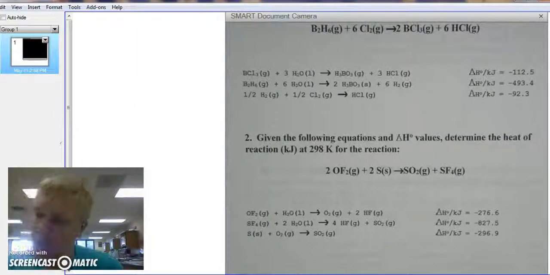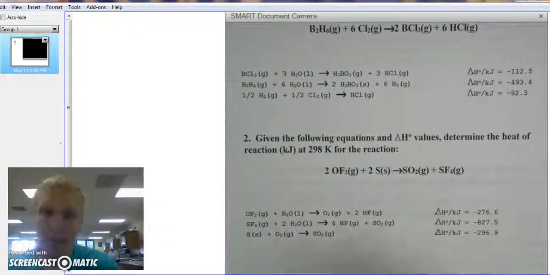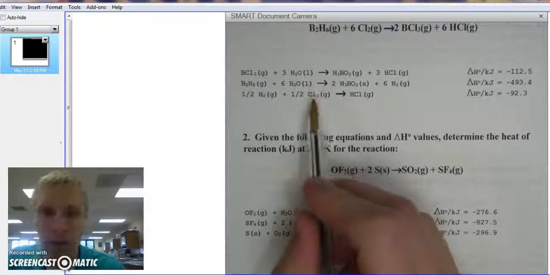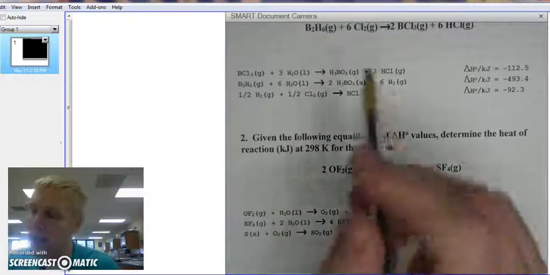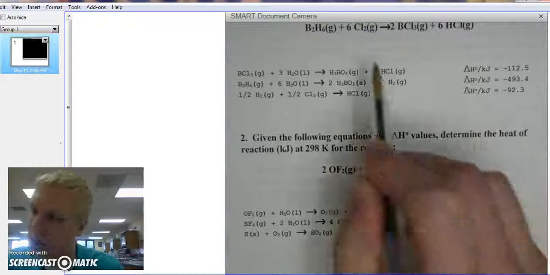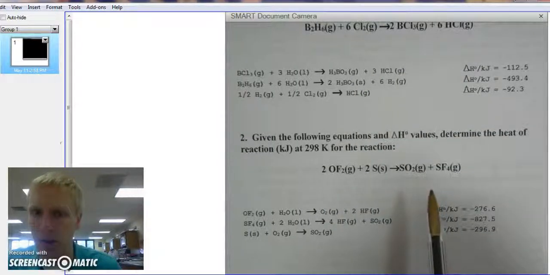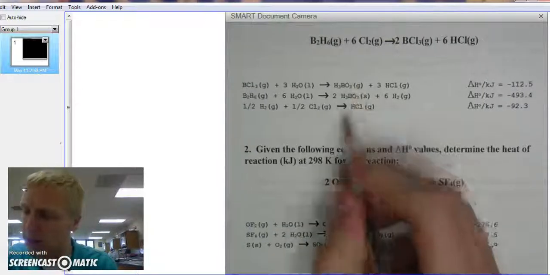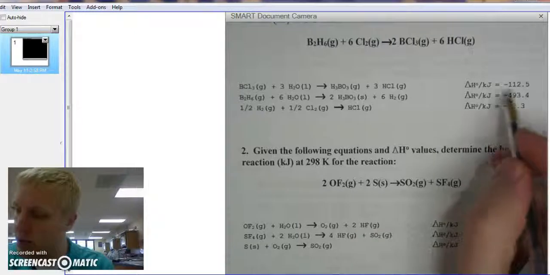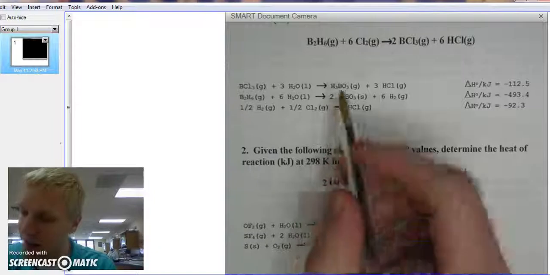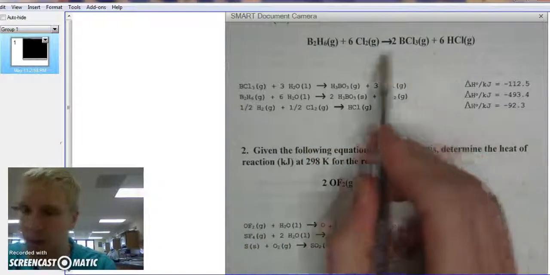Hello, in this video I'm going to be doing an example problem of Hess's law. Hess's law basically states that if you have two or more thermochemical equations and you add them together, the sum of the enthalpies should equal that of the overall equation. It'll make more sense as we do it. Right here we've got three thermochemical equations with their enthalpies, and if you add all these up, they will equal this reaction.